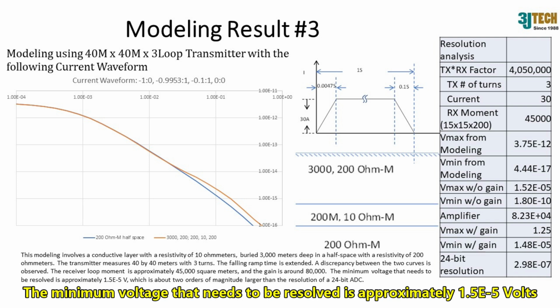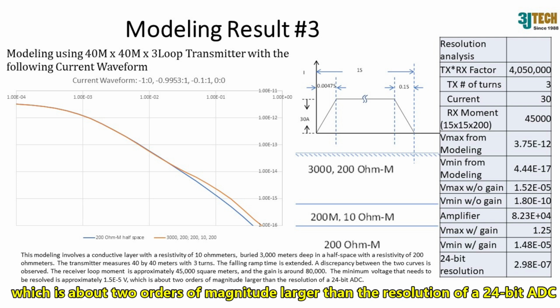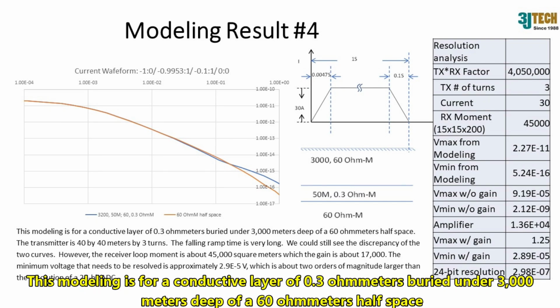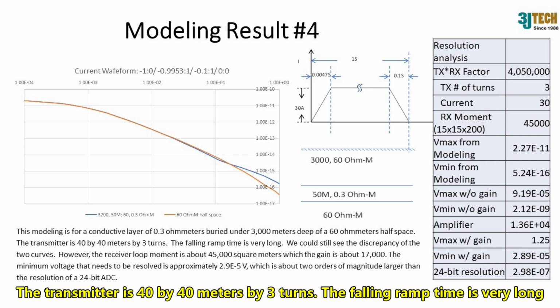The minimum voltage that needs to be resolved is approximately 1.5 times 10 to the power of -5 volts, which is about 2 orders of magnitude larger than the resolution of a 24-bit ADC. This modeling is for a conductive layer of 0.3 ohm meters buried under 3000 meters deep of a 60 ohm meters half space. The transmitter is 40 by 40 meters by 3 turns.